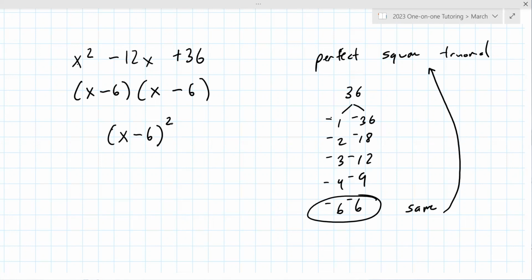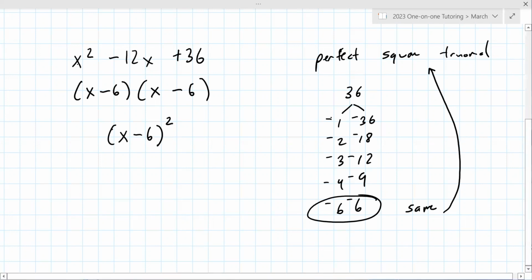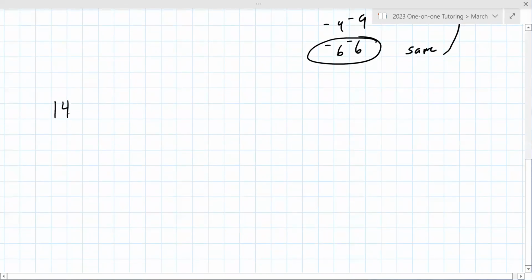So let's do another easy problem. 16x squared minus 9y squared, like this. Are you sure? This doesn't seem right here. Let me check. Oh, it's 16. My bad.